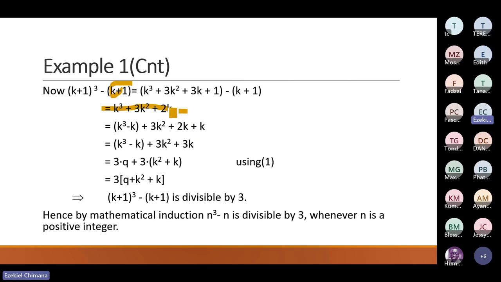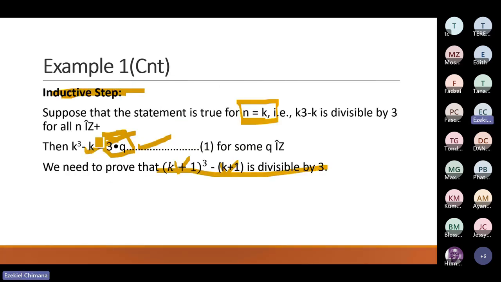Or you can actually separate this 2k, and become, okay, we need to match this one. We need to match this one. So how can you make this one? So the idea, we want to use P of k to prove. You always have to use the inductive hypothesis.